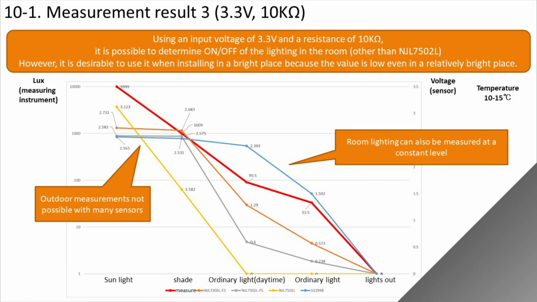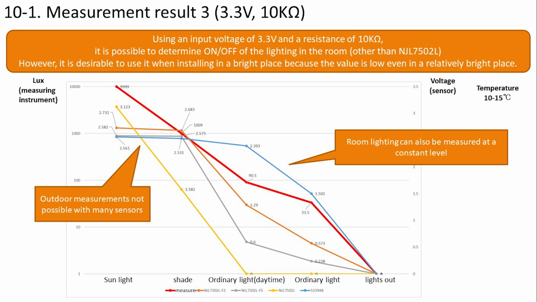Move on. This is the result when the supply voltage is 3.3 volts and 10k ohms is used. It is possible to judge whether the lighting in the room is on or off. However, I think that it is desirable to use it in a slightly bright room. It was difficult to measure in dark areas.